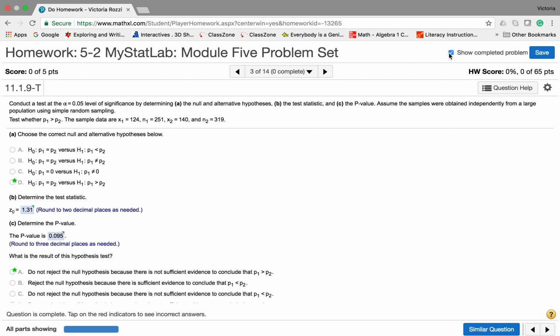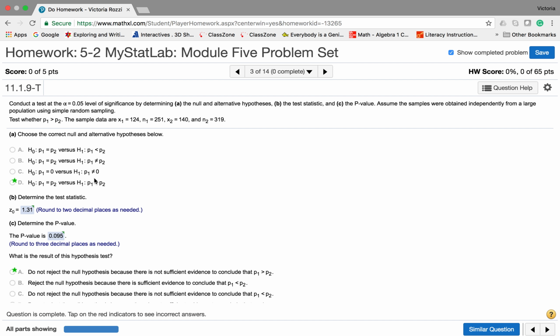Okay, so first of all, to choose the correct null and alternative hypothesis, the null is always going to be the equal sign, and then the alternative hypothesis will be either the greater than, less than, or not equal to sign. So in this case, because we're testing whether P1 is greater than P2, I really only have one choice here, right? Since this is P1 is greater than P2, that means my H sub 1 has to be this one here, and that's why we've chosen D.